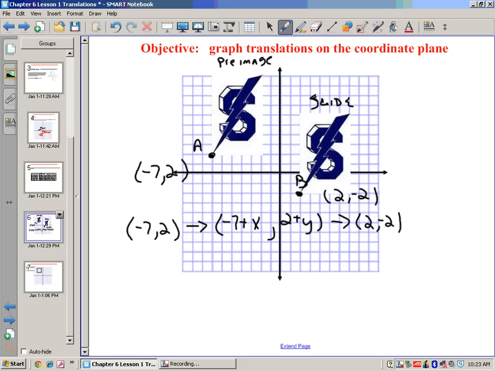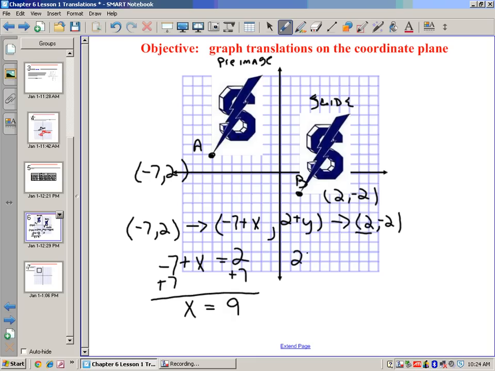Okay, now we're just going to solve for our variables. Let's look at the first one, -7 plus x, and then our output would have been 2. So we're just going to solve. Now we just have an algebraic equation. So we're just going to solve for x. We have to get x by itself, so we have to add 7 to both sides. X is going to equal 9.